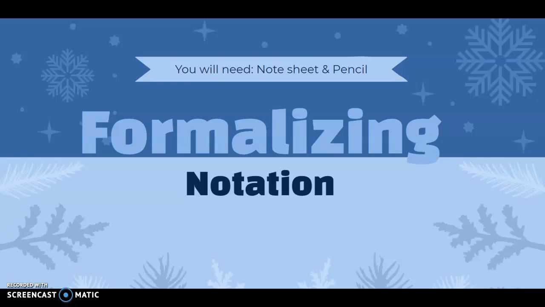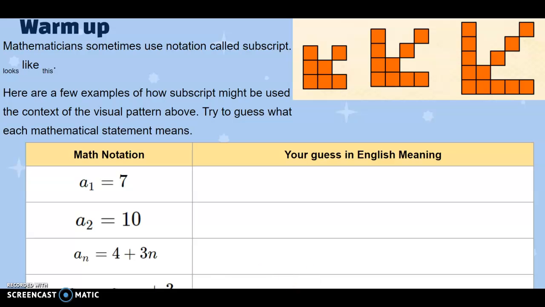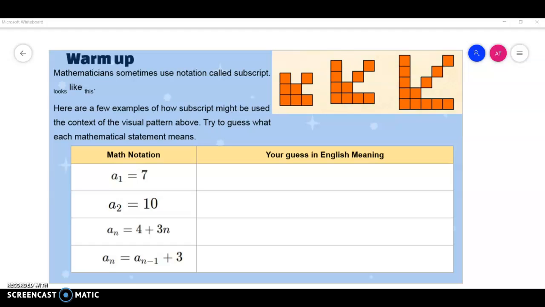For today's final video of 2020, we're going to talk about formalizing notation. So what does this mean? Well, let's look at our warm-up here. Sometimes mathematicians use notation called subscript. It looks like this, or something like this. A sub 1. So there are a few examples below of how subscripts might be used in context of visual patterns above. So these visual patterns are considered these math notations.